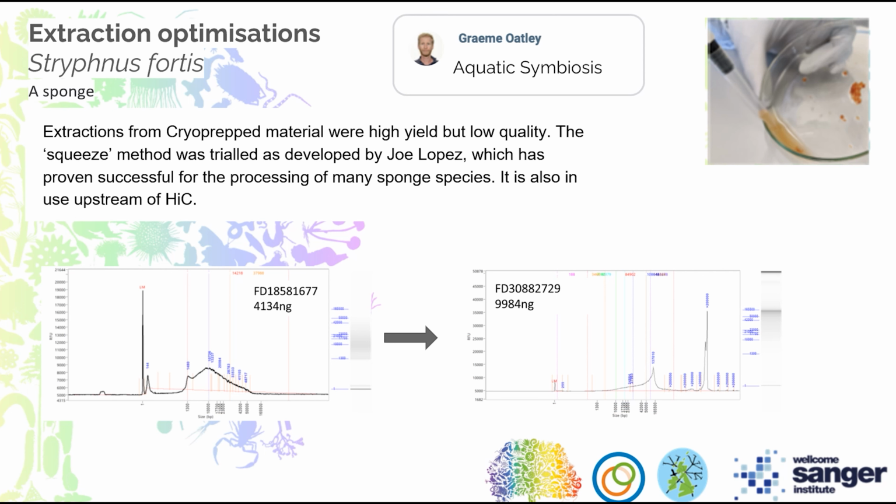The squeeze method is published. If anyone needs a link, I'm happy to send it. The sponge material is very carefully washed to move the cells out of the structure of the sponge. And then that is pelleted, and then it just goes into a normal DNA extraction to reveal this yield. But we also find that same prep can be used upstream of high C. So we now have quite a lot of sponges that are going through and being completed, which is fantastic.